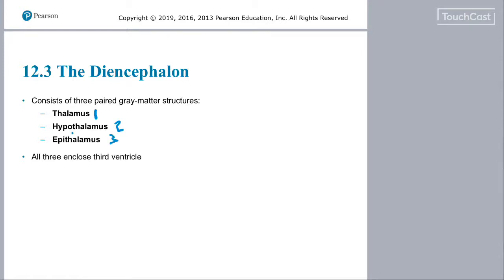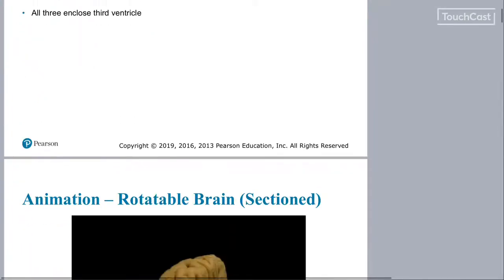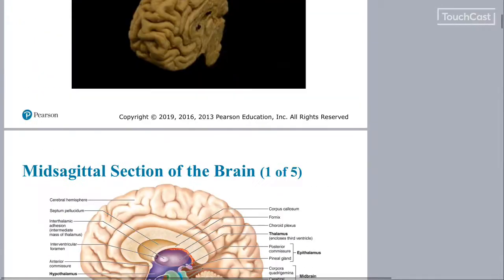If we're looking just at the root words of the hypothalamus and the epithalamus, hypo we know means below or decrease, epi meaning above. Based on those root words alone, we can already start to put a picture together of where the diencephalon and the three parts of it are going to be located. All three of them are going to enclose the third ventricle.